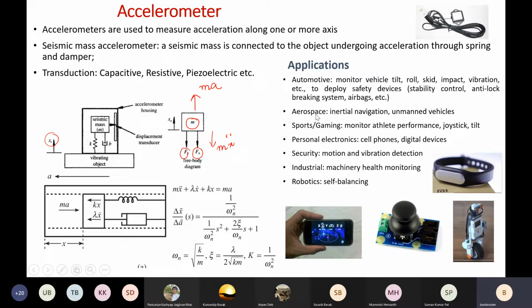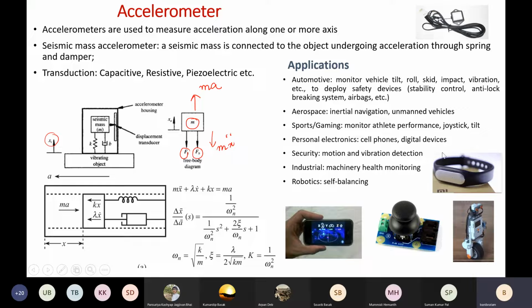Also, we can find its application in aerospace, inertial navigation, unmanned vehicles, in sports or gaming, to monitor athlete performance, joystick, then personal electronic gadgets like cell phones, digital devices, in security for motion and vibration detection, in industrial applications for machine health monitoring. And finally, in robotics, for example, for self-balancing purposes, we can use the accelerometer. This is just in a smartphone, where we have seen the sensors already, in a joystick, robot, or in a smart band, which includes the biomedical aspects.